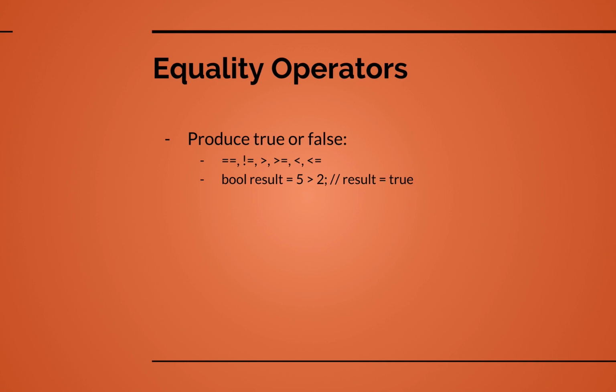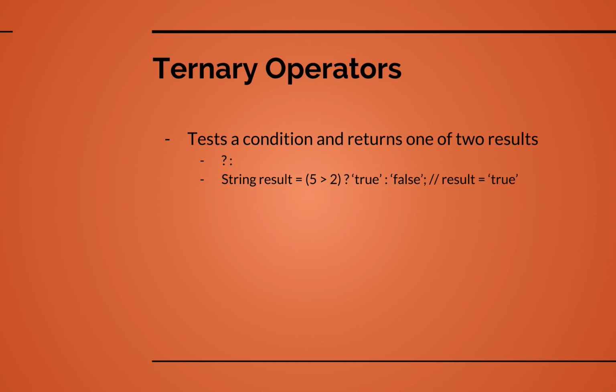So these perform some kind of a comparison between what's on the left and what's on the right of them, and then they return either true or false based on the results of that test. So we can test for equals, that's the double equal sign, not equals, there's our classic greater than and greater than or equal, and then less than and less than or equal. And here we have a really quick example. That's just a Boolean variable called result, and that's just going to be equal to 5 greater than 2. So 5 is clearly greater than 2, so that returns a true result, and we can store that in a Boolean variable. Okay, next up is the ternary operators.